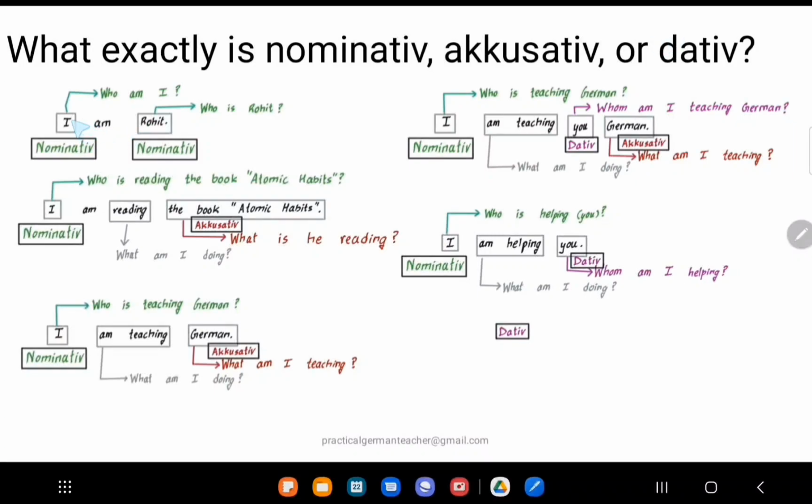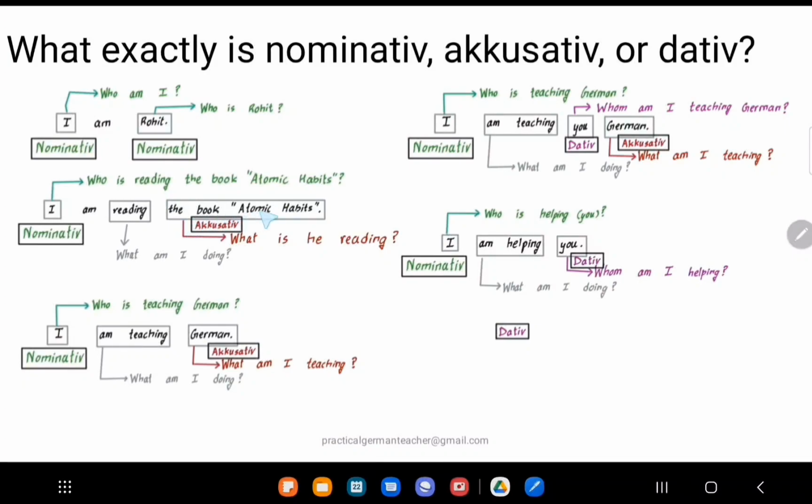So you have over here, I am Rohit. Who am I? Rohit. Who is Rohit? Both can be asked with who. So you have nominative. Then you have, I am reading the book Atomic Habits. So I, who is reading the book Atomic Habits, nominative. Reading is the action. So what am I doing? Just telling you. So I want you to think of this as accusative, this is the action, what the action is being done.